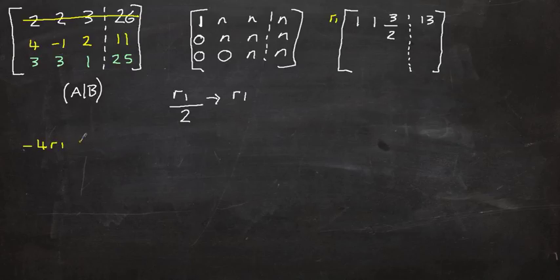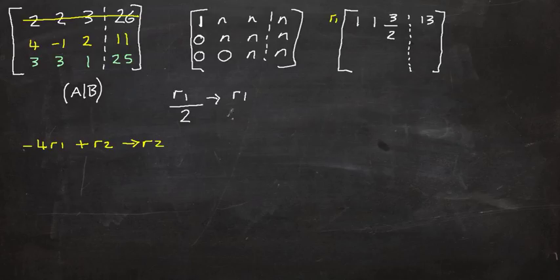We're going to add that to R2, row two, and we're going to put it in row two. So all this says, take row one, multiply it by minus four, and add it to the existing row two, and then overwrite it, you know, put it in as the new row two, if you like.